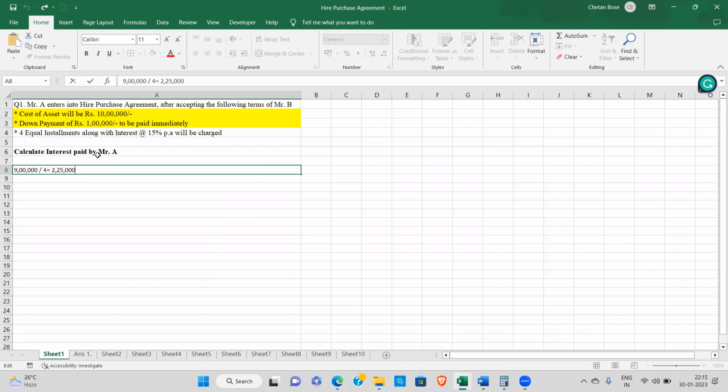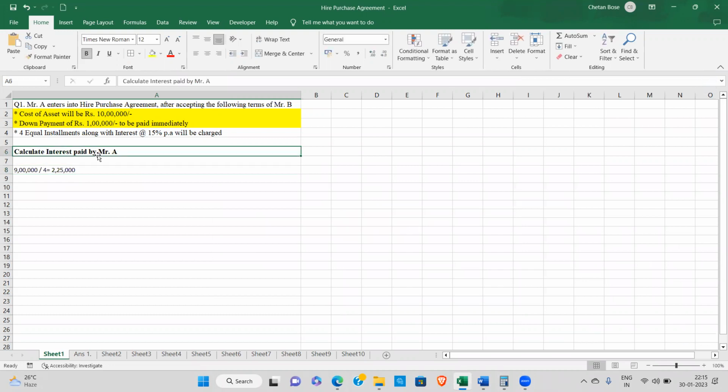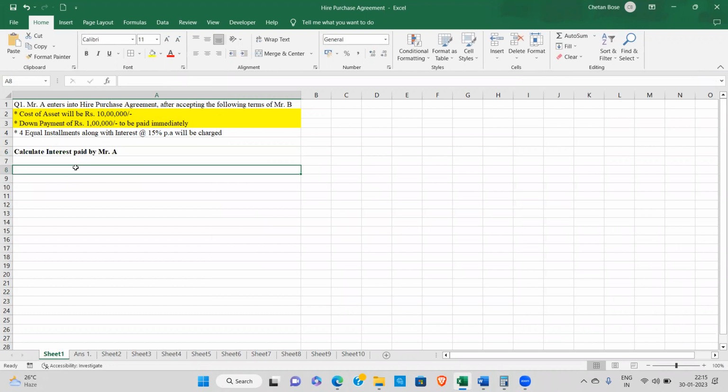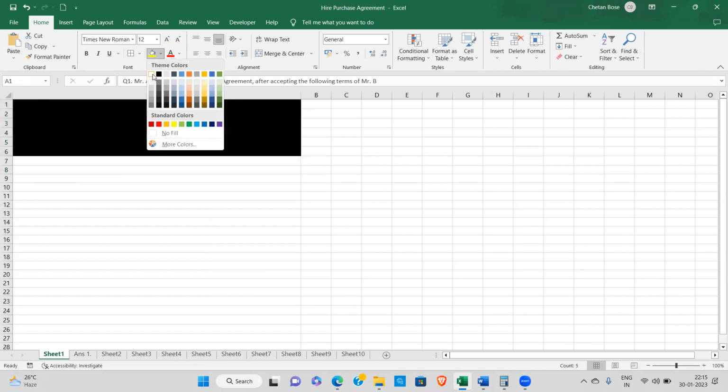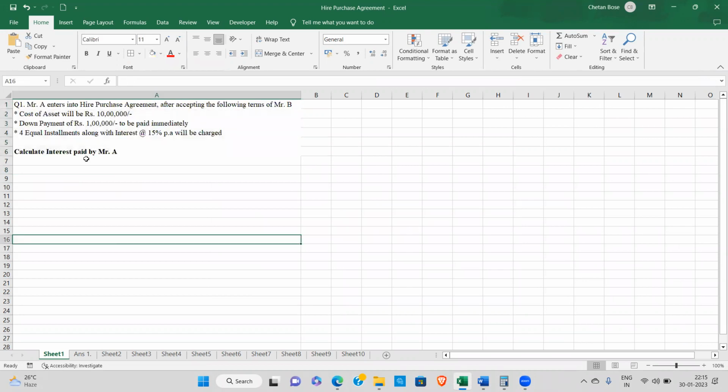Good evening, everyone. So let us start with sum number one, which talks about calculation of interest. Let us try to understand this from scratch. Mr. A enters into a hire purchase agreement after accepting the following terms of Mr. B. Who is Mr. A?